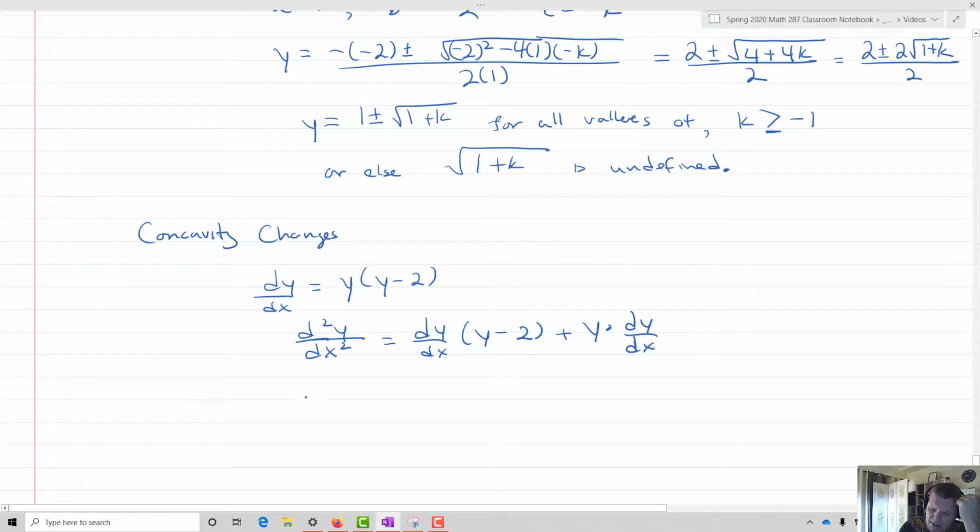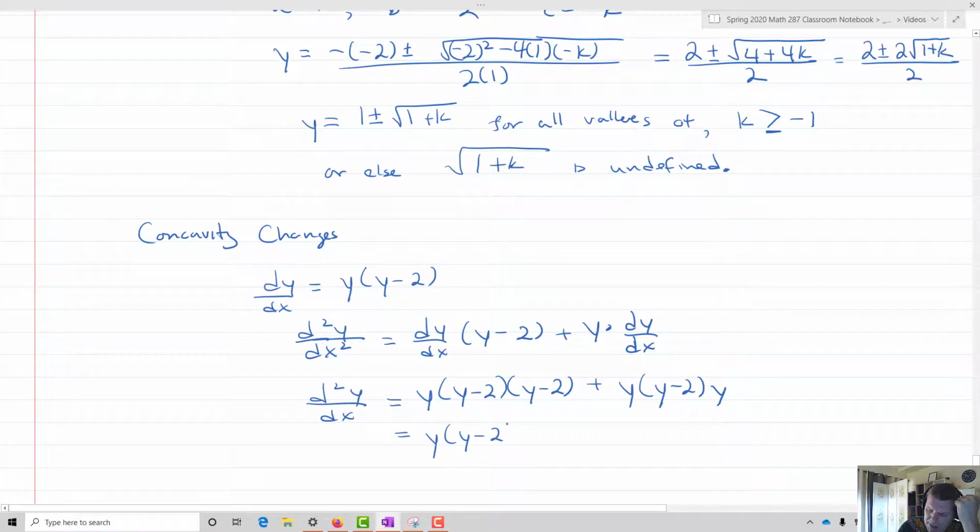So what that means is that for d squared y dx squared, I'm going to plug in the value of dy dx. So this is going to be y times y minus 2 times y minus 2, plus y times y minus 2 times y. Which essentially is going to equal y times y minus 2 squared plus y squared times y minus 2. Notice that all I did for each one of the dy dx's was plug in dy dx. And that's all I really needed to do.